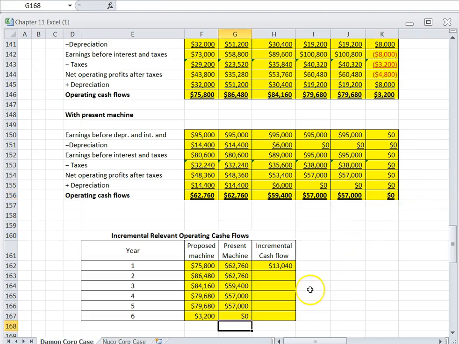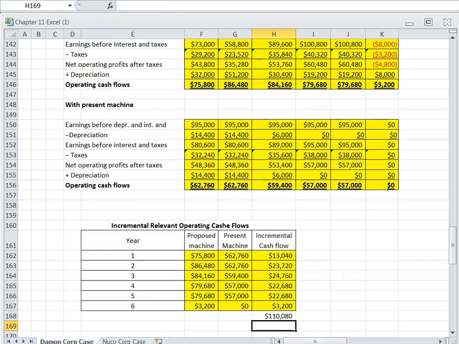Okay. So then let me just copy this formula down. So these would be our, and I'm going to find a total here to get my total incremental cash flows. So this means that by taking on this new machine, my total additional cash flows would be $110,000 is what I'm going to get from making this investment.